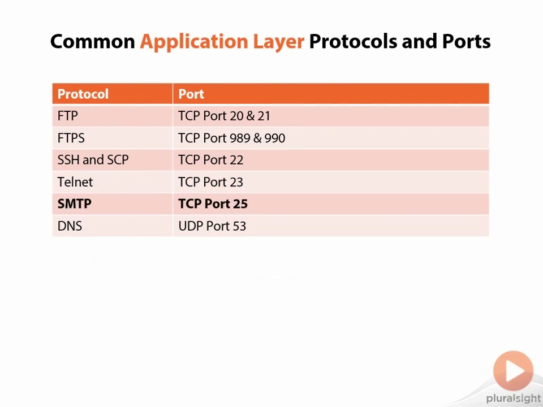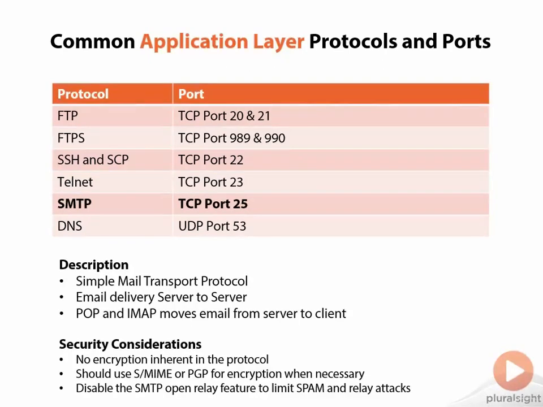Next is SMTP, or Simple Mail Transport Protocol, and SMTP operates over TCP port 25. It is basically a delivery mechanism, server to server, for our email. It is the communication protocol that servers use to transfer email from server to server. Then at the client level, when you or I fire up our PC or laptop and connect to our mail server, we use either POP, which is port 110, or IMAP, which is port 143. Now again, some security considerations. With SMTP, there is no encryption inherent in the protocol itself.